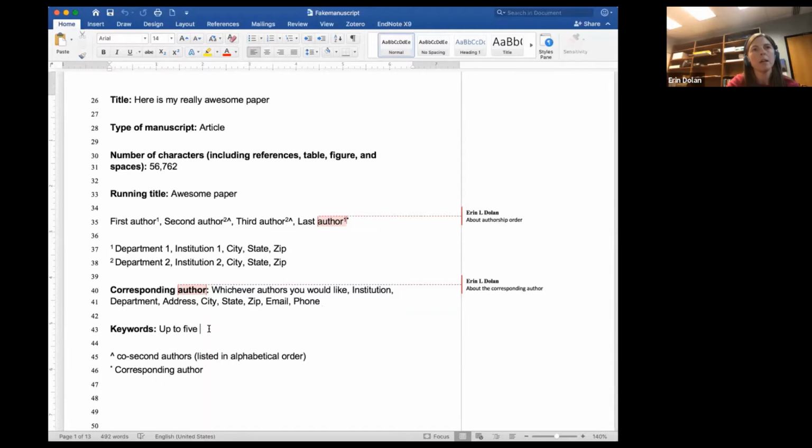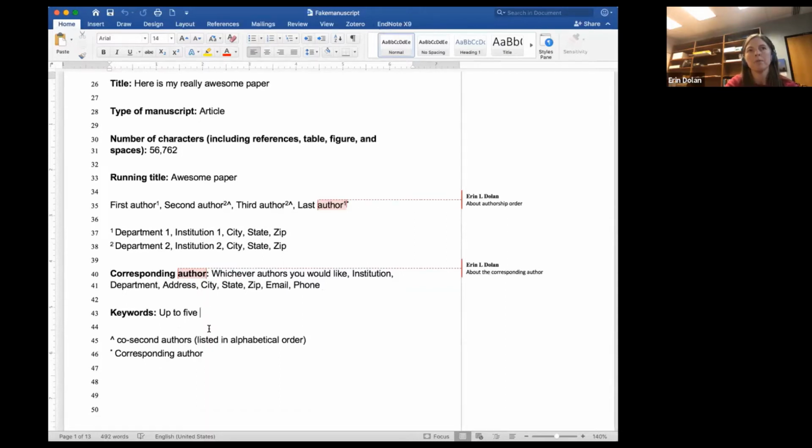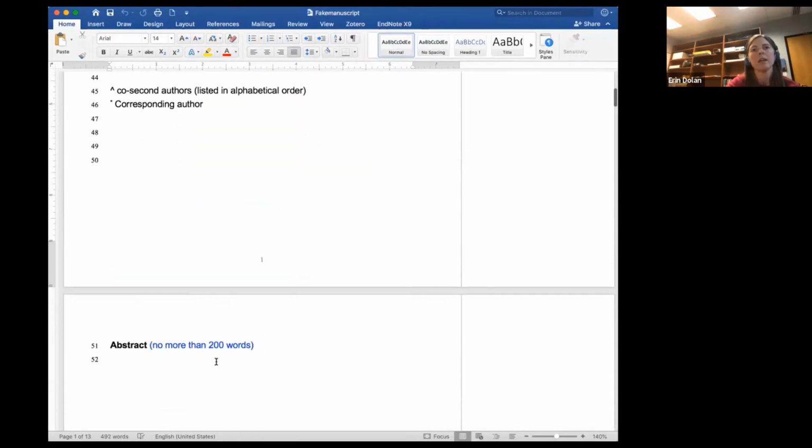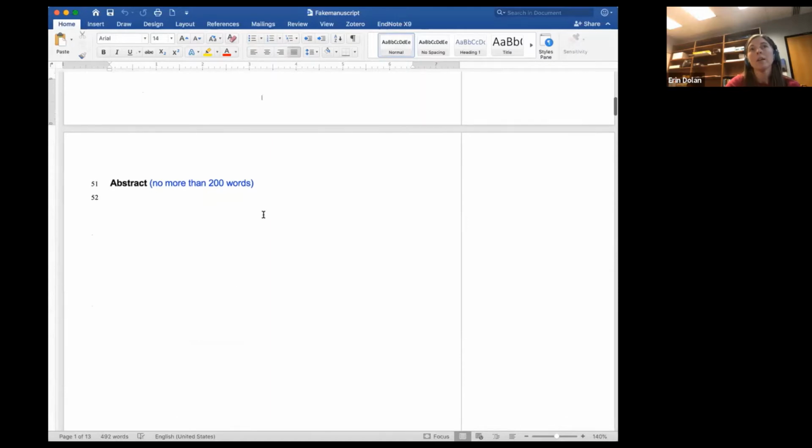Another feature of the title page is the keywords, and you can include up to 5. Be as specific as possible, that helps people find your work and make sure that they're looking for work that's specifically related to what your interests are or what you've published about. And you'll see I've indicated ways that you can show whether you have co-authors that should be considered at the same level of contribution and who should be the corresponding author. So that's our title page. All LSE papers should include an abstract that's no more than 200 words.